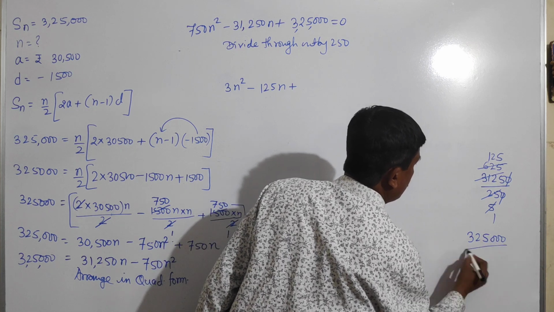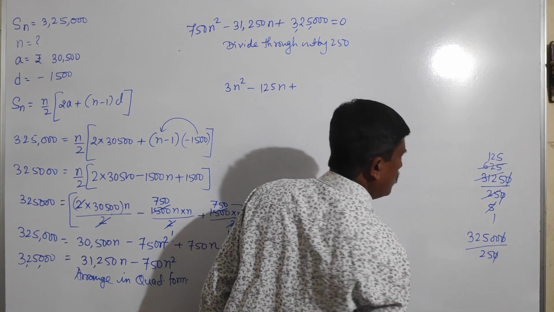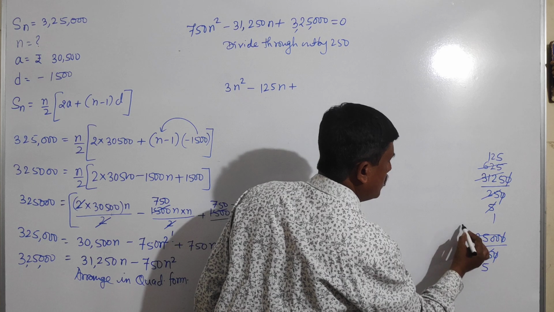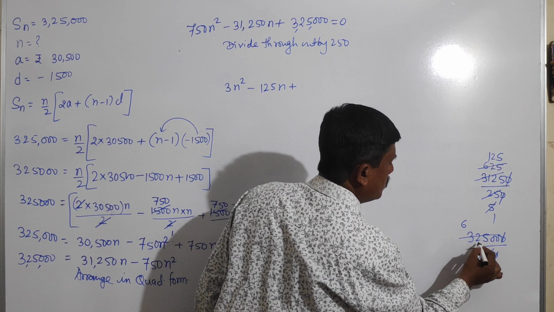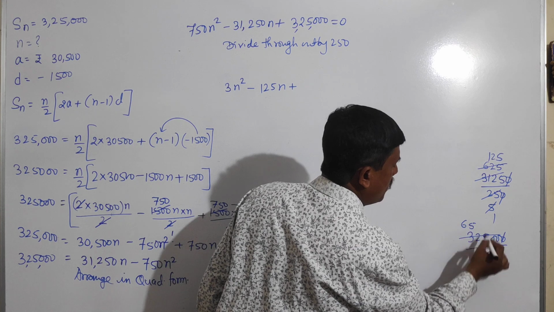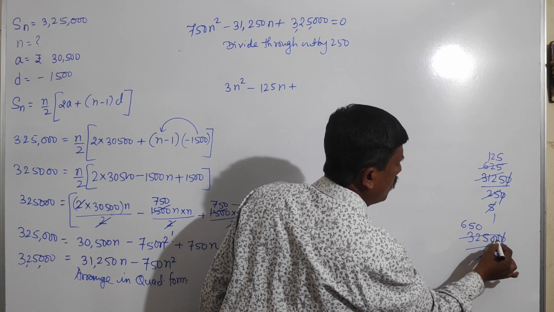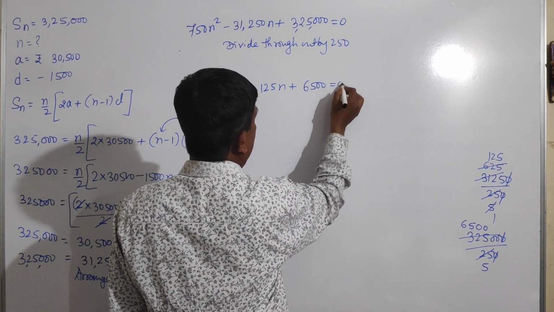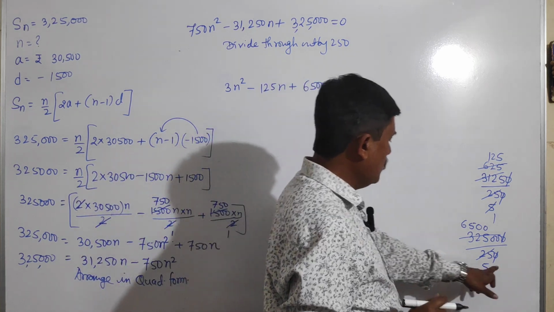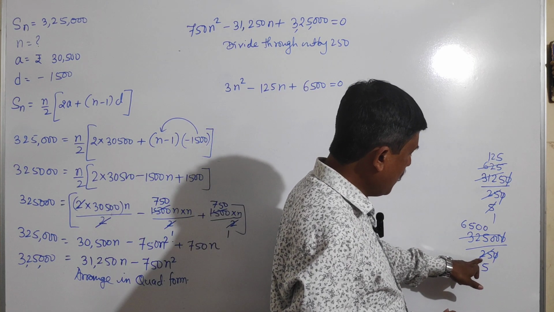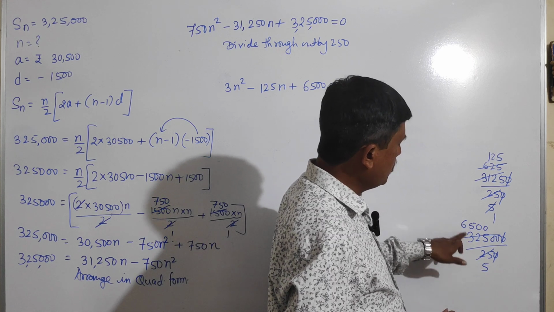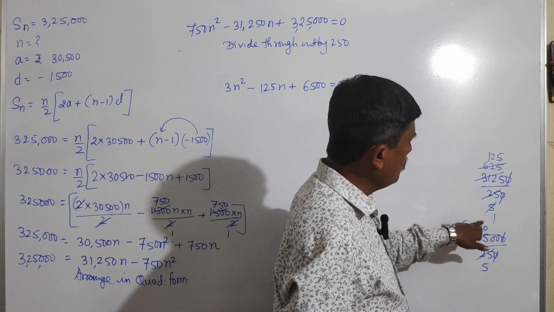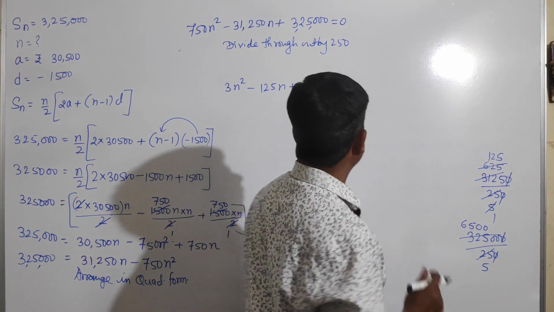3250 divided by 250, this zero cancels, 25 times. In the table of 5, how many times will it go? 6 times, 32 left 2, this is 5 times 25, and how many zeros? 2 zeros. Plus 6,500 is equal to 0. Understood? See, this 0 and this 0 cancelled. These 2 zeros are remaining. So these 2 we will keep as it is, equal to 0.